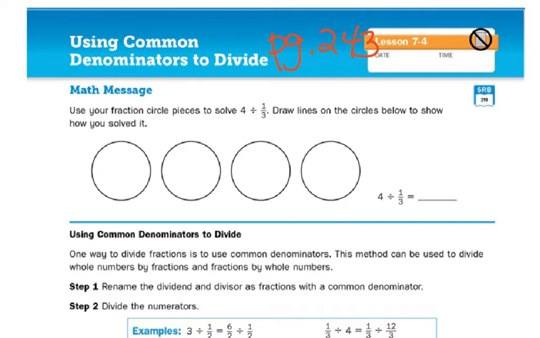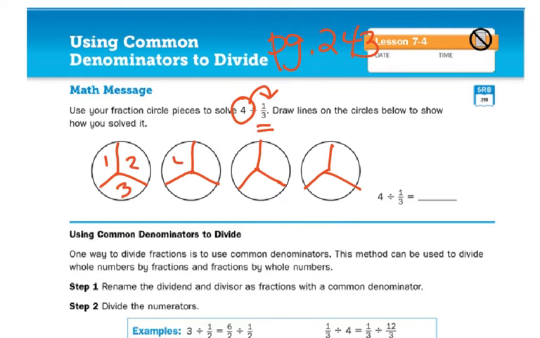Use your fraction circle pieces to solve 4 divided by 1/3. So we're just going to divide each one into thirds. Draw lines on the circles below to show how you solved it. So it's saying, let's take 4 circles and divide them into thirds. How many equal parts would there be? 1, 2, 3, 4, 5, 6, 7, 8, 9, 10, 11, 12. So 4 divided into thirds, or 1/3, is 12.